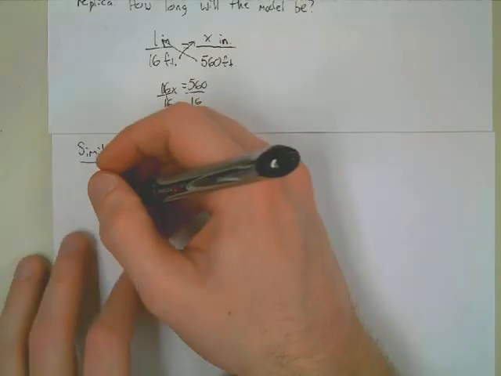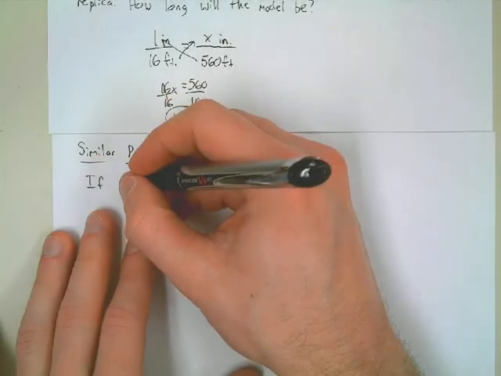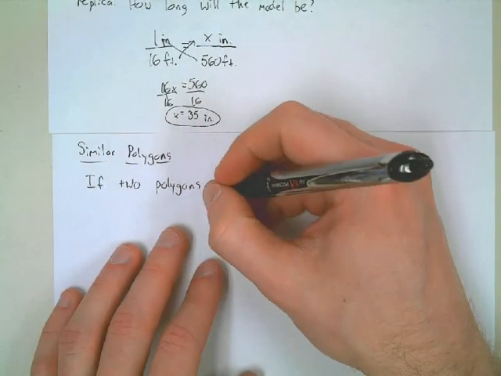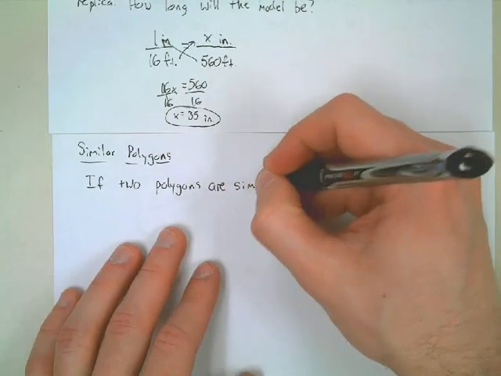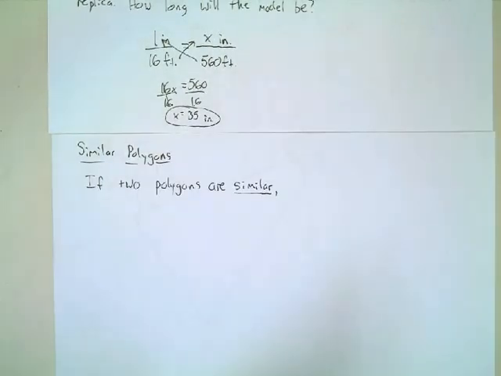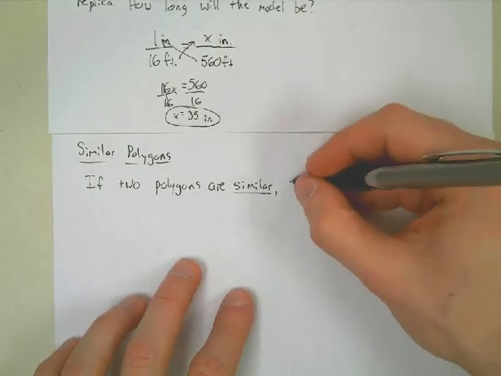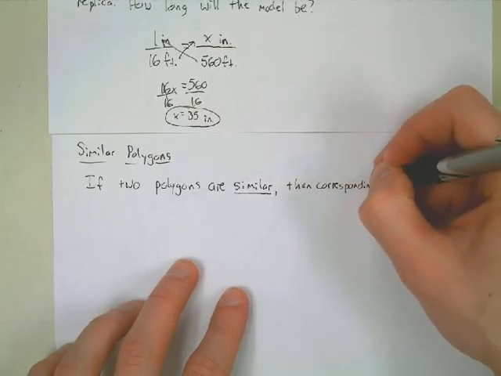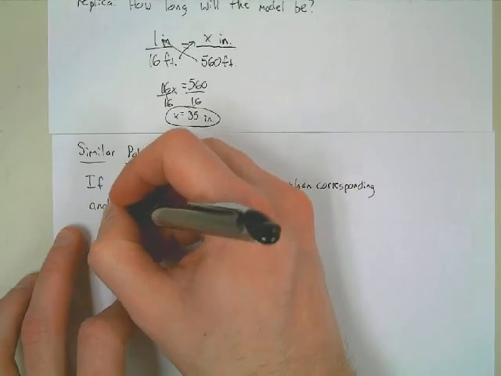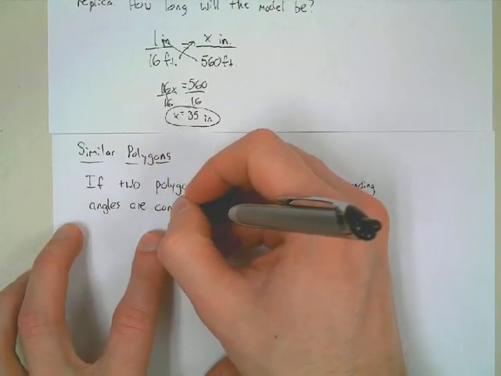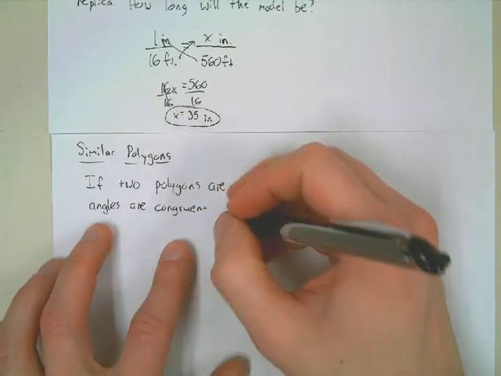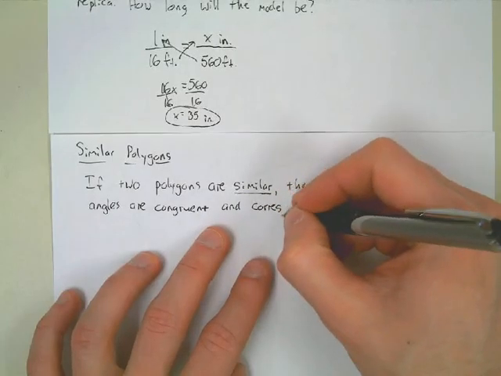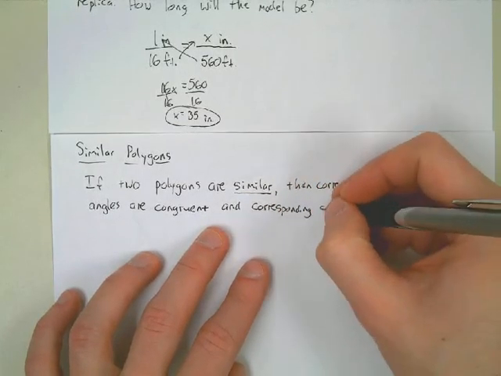So if two polygons are similar, okay, our whole unit is going to be based off of this principle, then corresponding angles are congruent and corresponding sides are proportional.